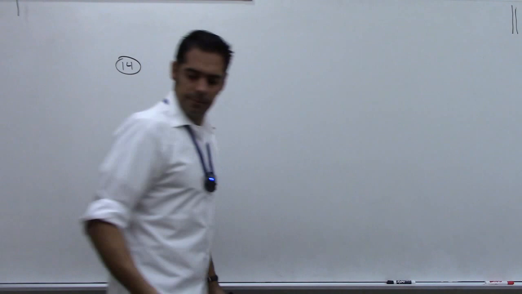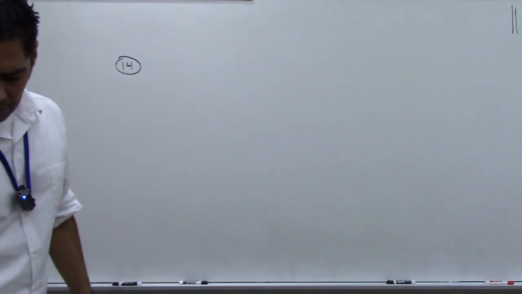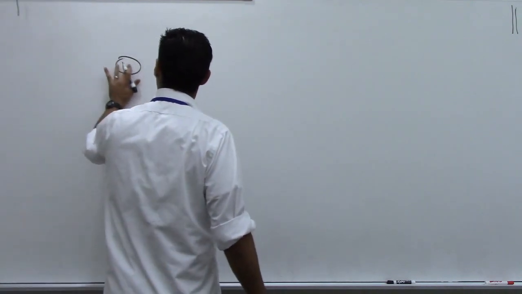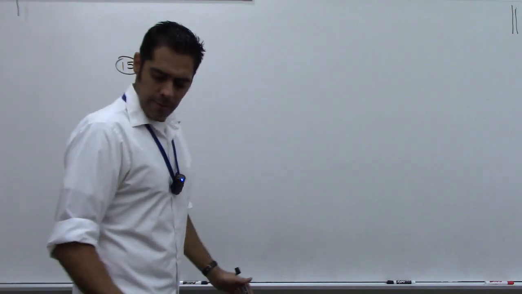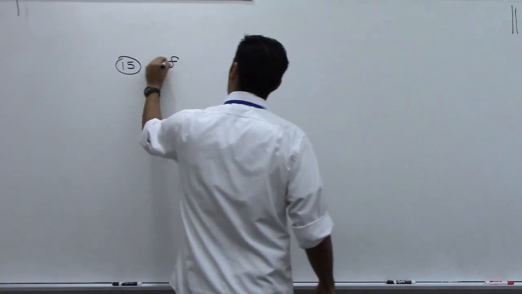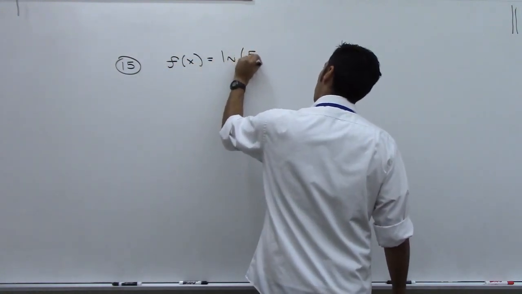All right. Okay, let's look at number 15. Find a power series representation and determine the radius of convergence for f of x equals natural log of 5 minus x.